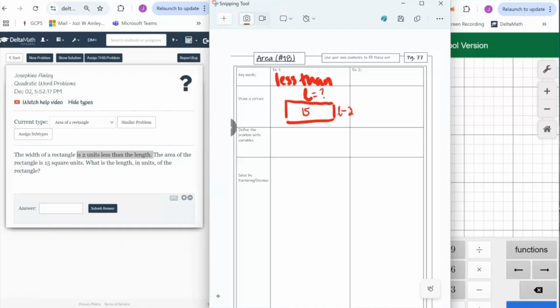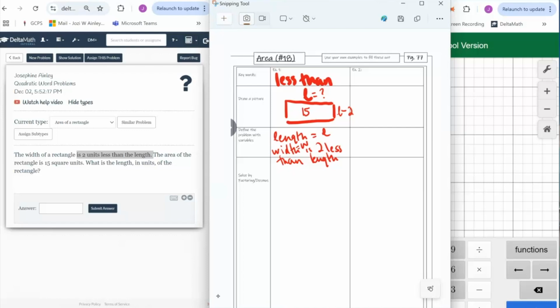So let's define the problem. We've got the length. And then we've got the width is 2 less than the length. So I've got length is L and obviously width is W. Okay, so I've defined my problems. So what is the length in units for the rectangle? Solve by factoring or decimals.